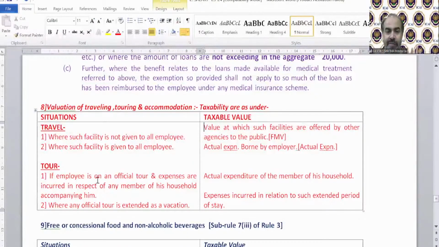It's very simple. If an employee is on an official tour and expenses are incurred in respect of any member of his household, then the actual expenditure for that household person is going to be the perk value.